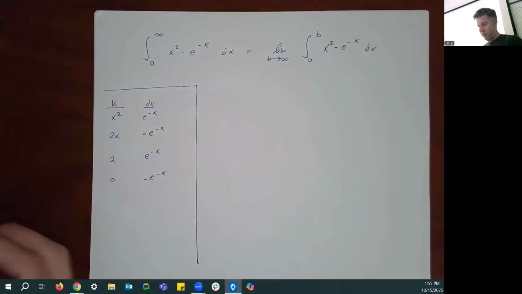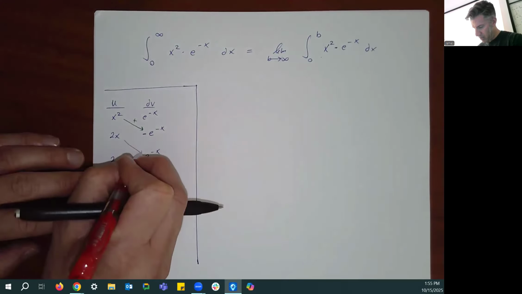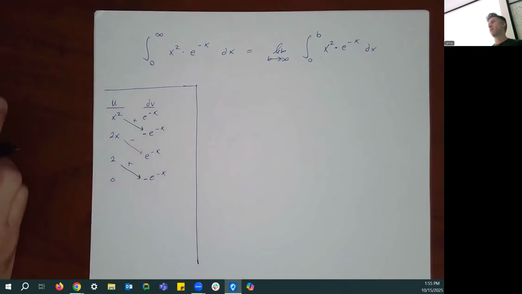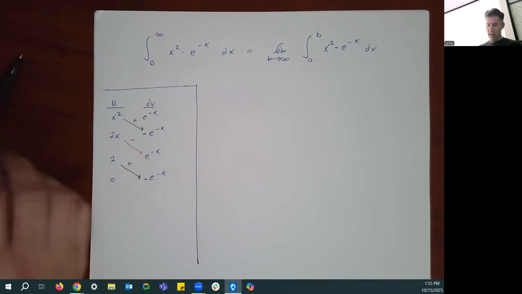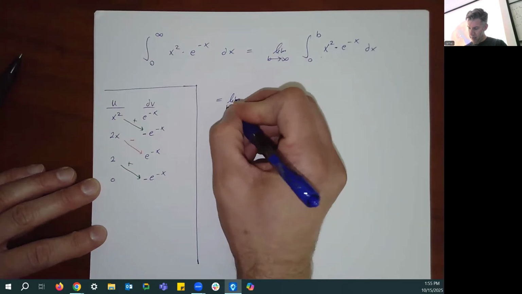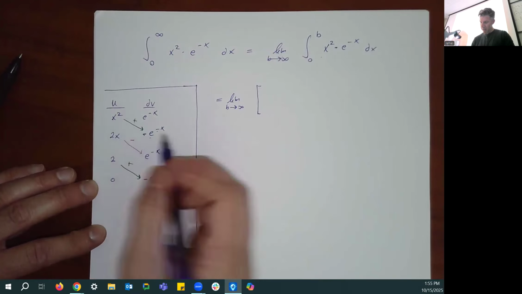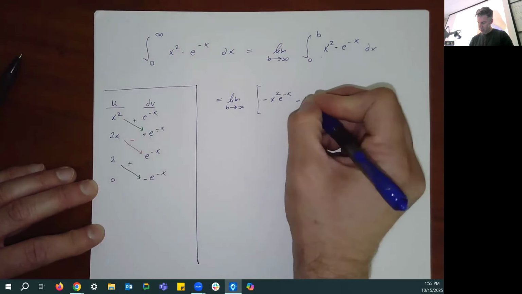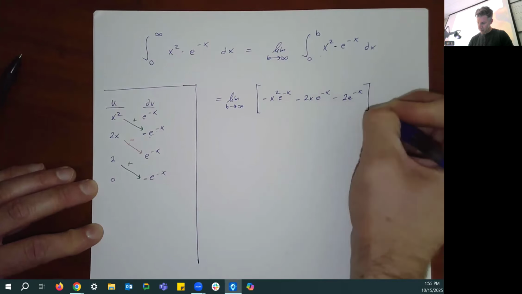And then we have this pattern of plus x squared times e to the negative x, minus 2x times e to the negative x, plus 2 times negative e to the negative x. It's always plus, minus, plus, minus, and it's always upper left to lower right. So then what we're going to say over here is this is equal to the limit as b goes to infinity of negative x squared times e to the negative x, minus 2x times e to the negative x, minus 2 times e to the negative x, from 0 to b.